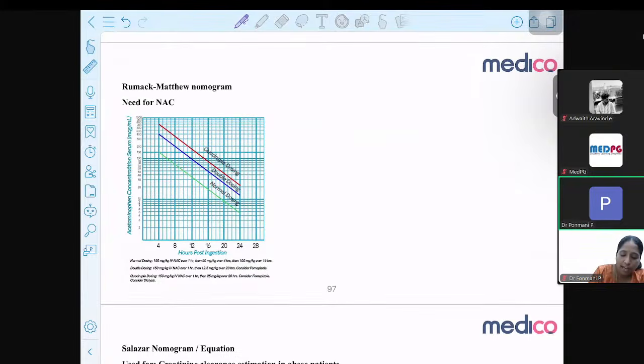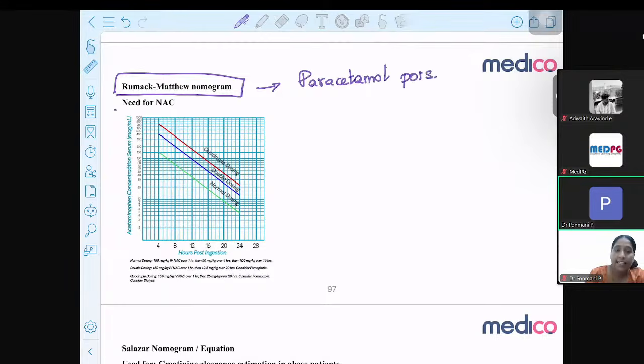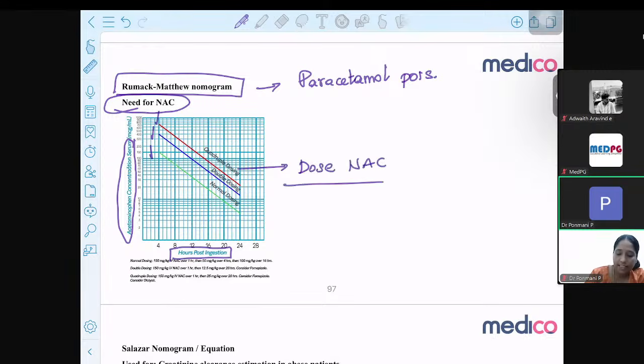For example, there is a nomogram named the Rumack-Matthew nomogram. What is the Rumack-Matthew nomogram used for? It is used in case of paracetamol poisoning. It determines the need for N-acetylcysteine. In Rumack-Matthew, we plot hours post-ingestion against the serum paracetamol concentration. So we get a slope like this. Depending upon the slope, we need to dose the NAC. So it helps in dosing the NAC. So Rumack-Matthew is used for paracetamol.